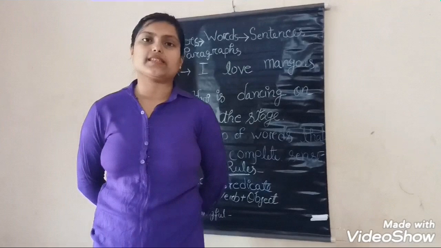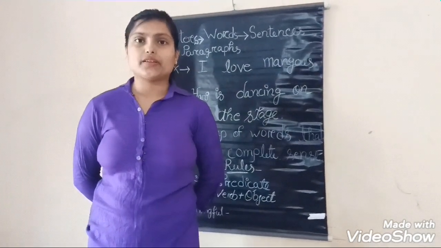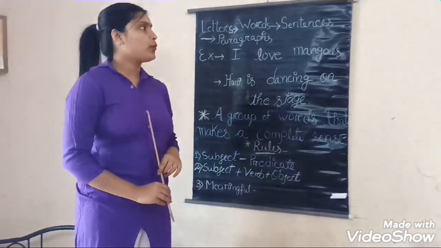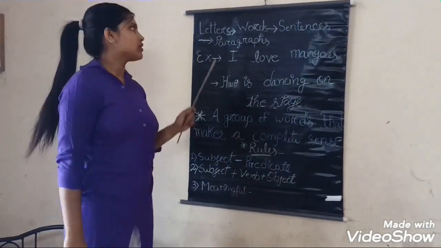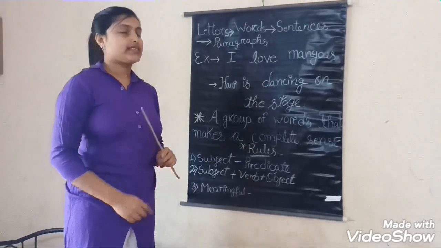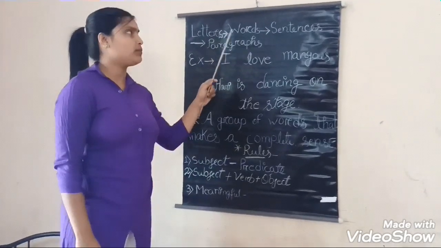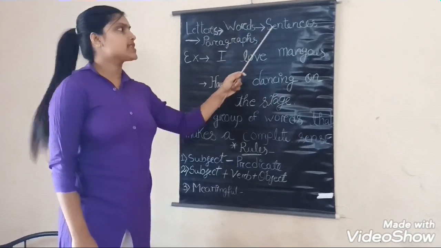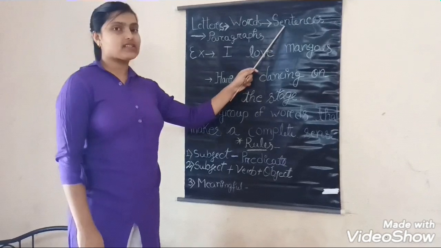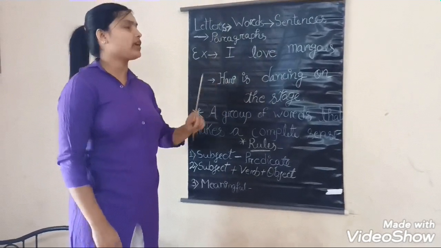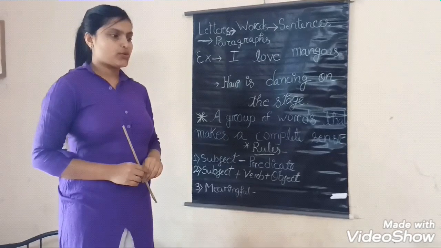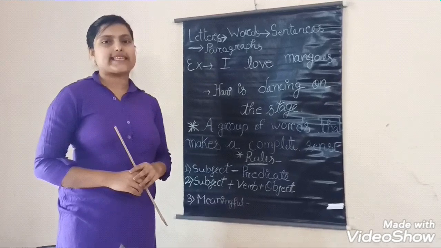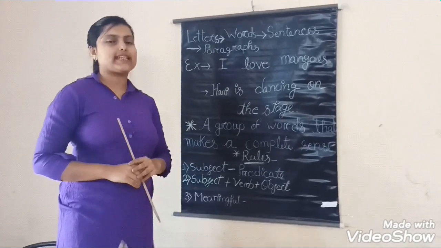But how do we express ourselves? The answer is, to express our thoughts, feelings and emotions, we at first use letters. Then with the help of letters, we make up words. Then from words, we form sentences. And at last, with the help of sentences, we make paragraphs. So, today, out of these 4 methods to express ourselves, we are going to have a detailed discussion on sentences.